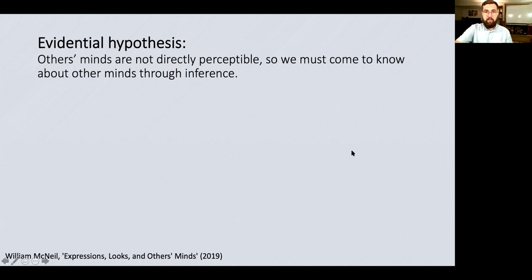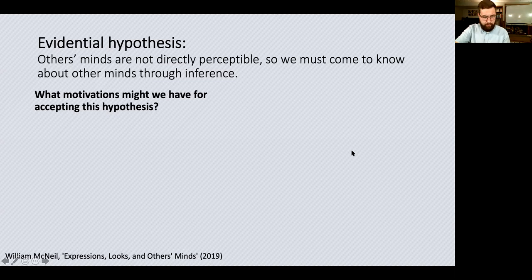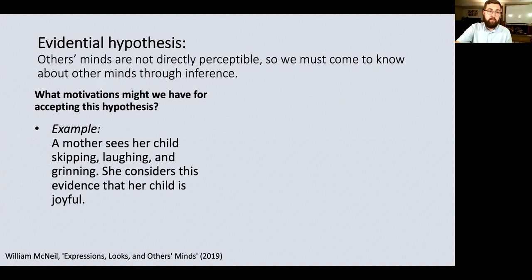What makes this hypothesis intuitive? Other minds are internal and hidden from view. Here's an example. A mother sees her child skipping, laughing, and grinning. She considers this evidence that her child is joyful. The emotions themselves are invisible to the mother, yet the mother is aware of her child's behaviors, and these behaviors are evidence of emotions. Based on these behaviors, the mother infers what her child must be feeling.